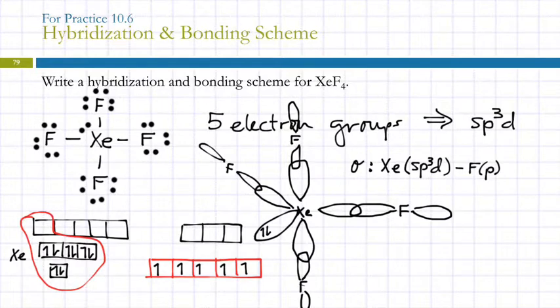You're missing a lone pair on xenon. You're right, I am. Thank you. Wish you'd said that earlier, but yeah. Dang. I can't count. That screws up everything, doesn't it?